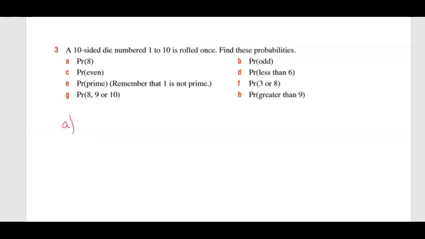Okay, so there's only one 8 and there are 10 sides. So the probability is 1 over 10. Now the probability it is odd. If it's hard to list or hard to think about how many are odd, just list them. The odd numbers would be 1, 3, 5, 7, and 9. So in total, we've got 1, 2, 3, 4, 5. So 5 desired outcomes out of 10.